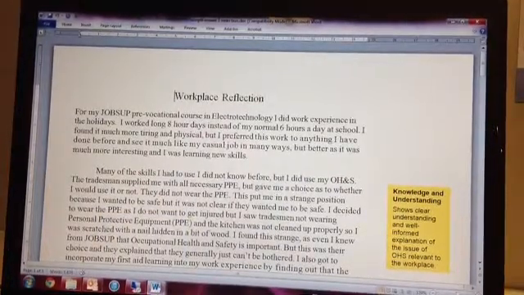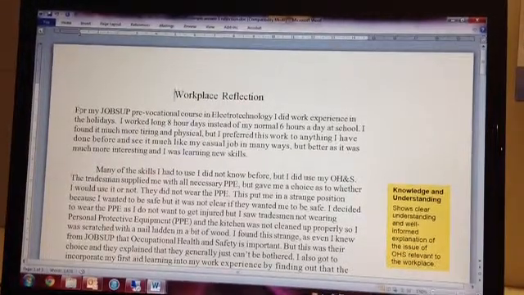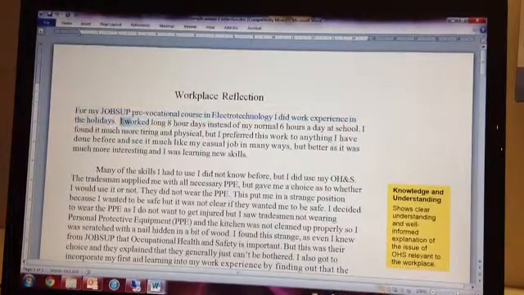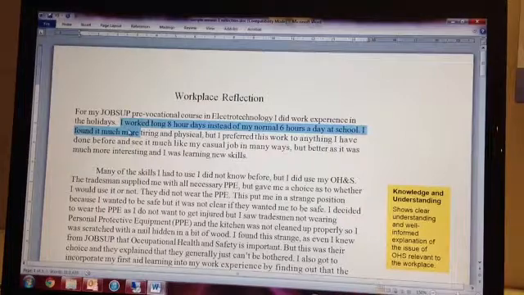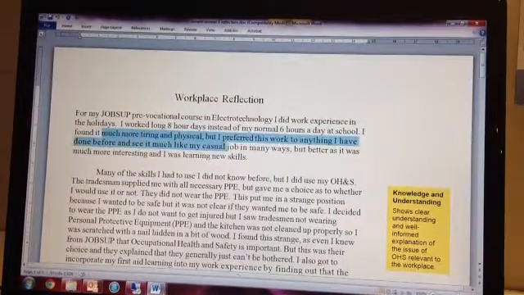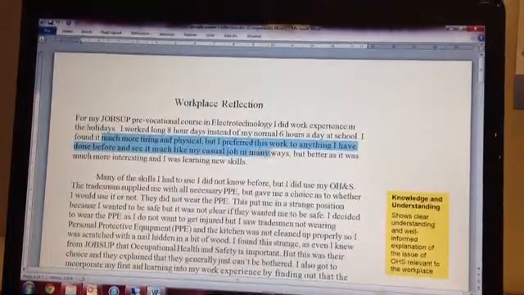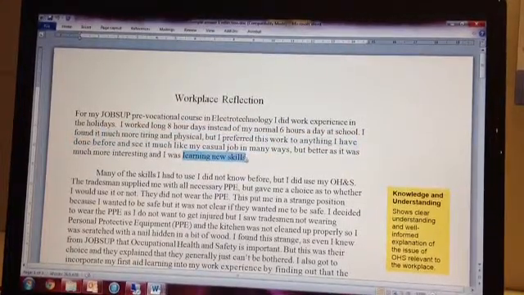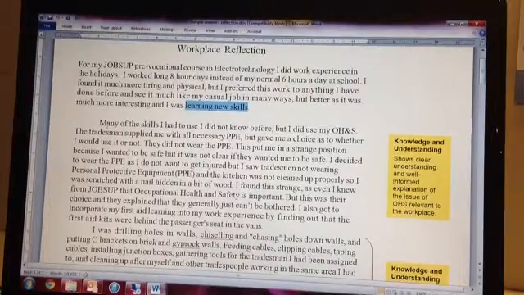This student did electrotechnology, and they were doing a pre-vocational course and work experience in the holidays. So simply saying, I worked long 8-hour days instead of my normal 6 hours at school. So they're comparing already the difference between work and school. Found it more tiring and physical, but I prefer the work to anything I've done before and see it much like my casual job in many ways. But it was better as it was more interesting and I was learning new skills. So they're reflecting on what they're learning all the time, even in the introductory paragraph.